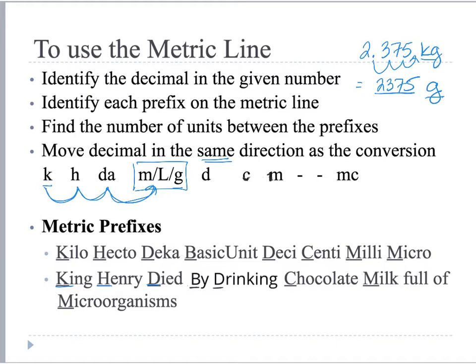King Henry died by drinking chocolate milk full of microorganisms. So K is kilo, H is hecto, D is deca. The B here in by is our basic unit. D is for deci, C is for centi, M is for milli. And then notice we put these 2 spaces in here, full of, because there's 2 spaces between milli and micro. So that's one way that you can remember the metric line. But the sooner you can memorize the metric line, the easier it is as you do calculations and conversions.